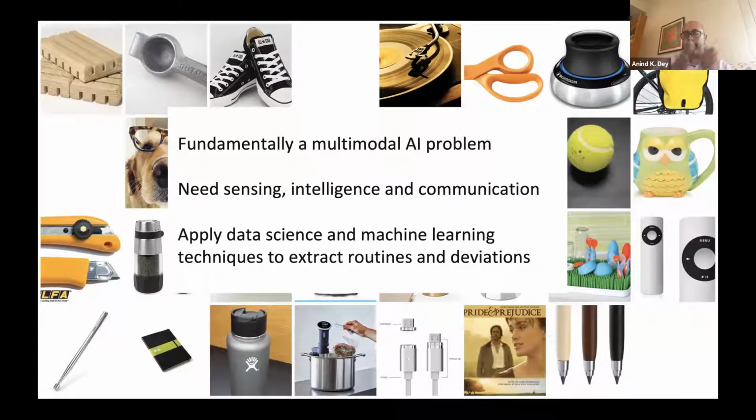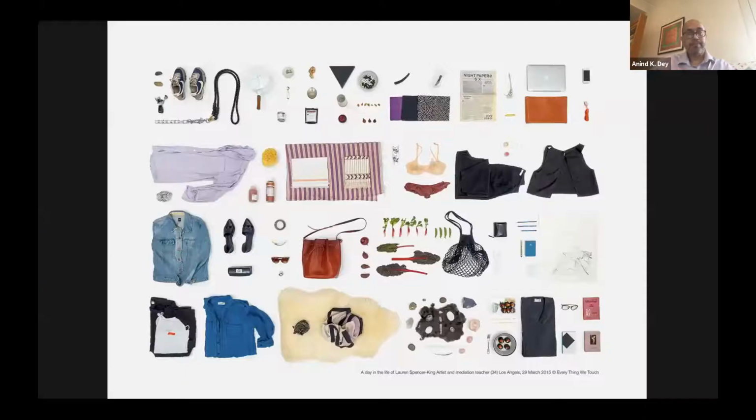So in order to figure out what are all the objects that you touch and what all the things that you interact with to build up this routine over time, this is fundamentally a multimodal AI problem. You need to be able to sense, you need some intelligence, you need to be able to communicate. And so some of the work we've been looking at is what are those novel data science and machine learning techniques that we can use to extract routines from these large corpora of data and to be able to extract routines and deviations.